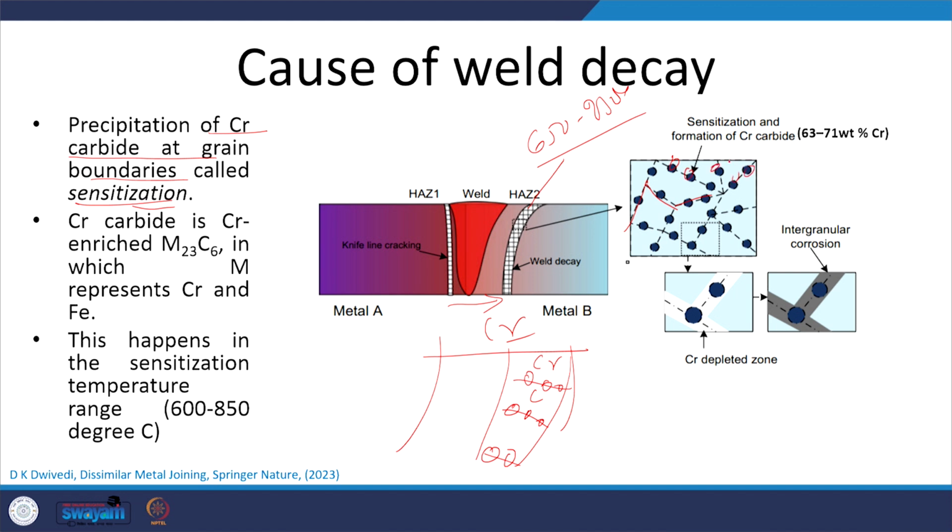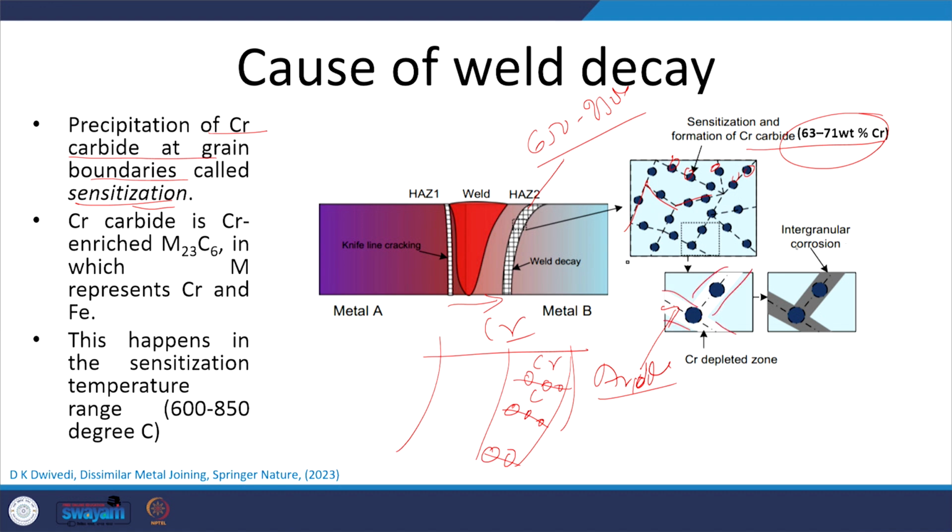So, chromium which was well distributed in the matrix before the welding will now get segregated in the form of chromium carbide, because these chromium carbides have a very high percentage of chromium. This in turn leads to the formation of chromium depleted or chromium deficient zones wherever these particles are formed. These chromium depleted zones eventually start acting as anode. And in the presence of corrosive media, they get selectively attacked, leading to grain boundary corrosion, corrosion along the grain boundaries.